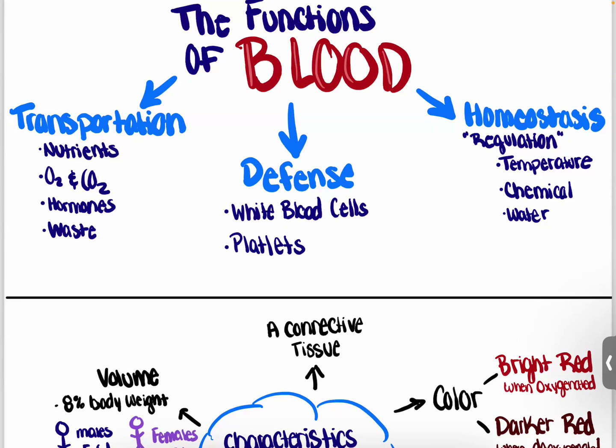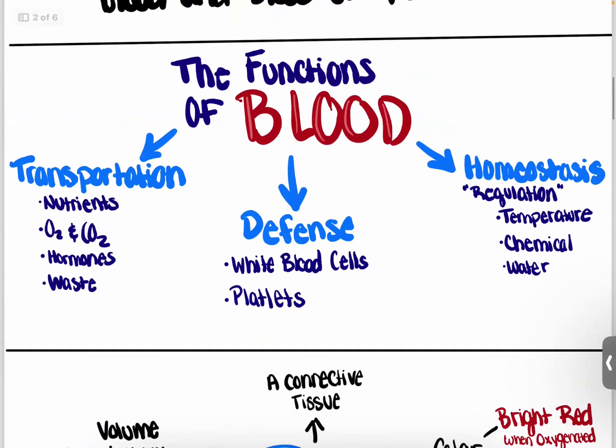From a chemical standpoint, blood helps maintain the pH of our body. It acts as a buffer to keep it around 7.4 pH. And for water balance as well, plasma regulates water distribution within the body. So that is very vital as well.